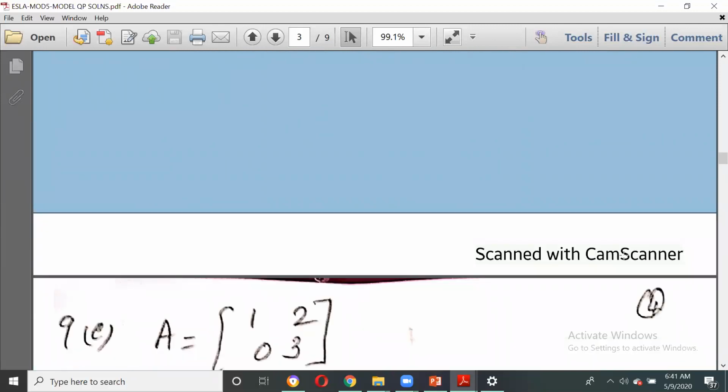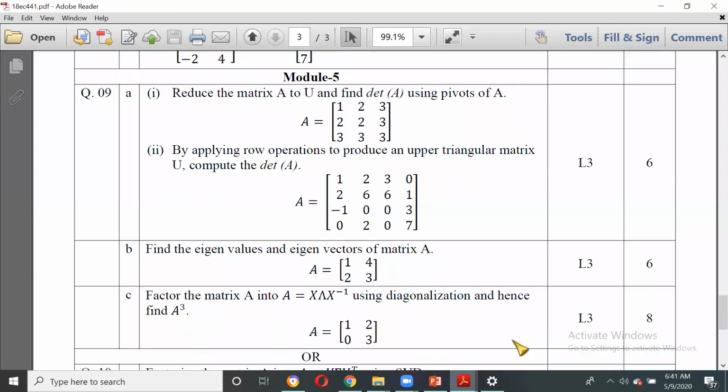So thus we can find the eigenvalues and eigenvectors. Now let us go to the 9c. Factorize the matrix A into A equal to X omega X inverse using the diagonalization and hence find A cube. So it's not omega, it's lambda. X lambda X inverse using the diagonalization and hence find A cube. So A is given for us. We need to do this.